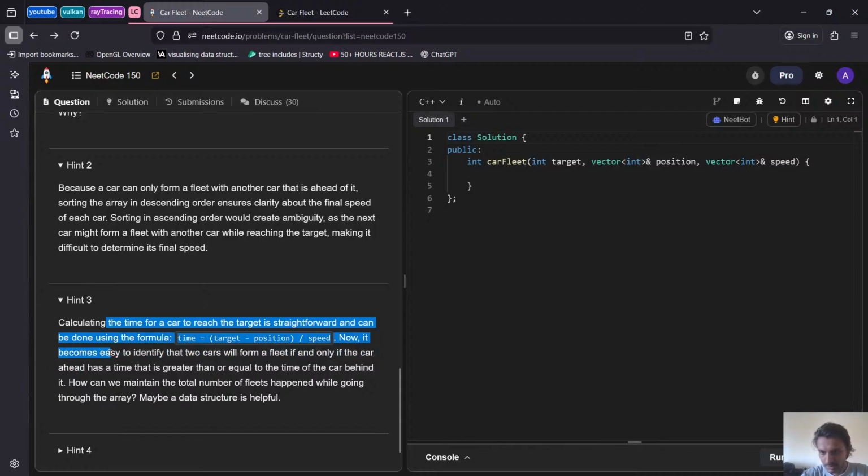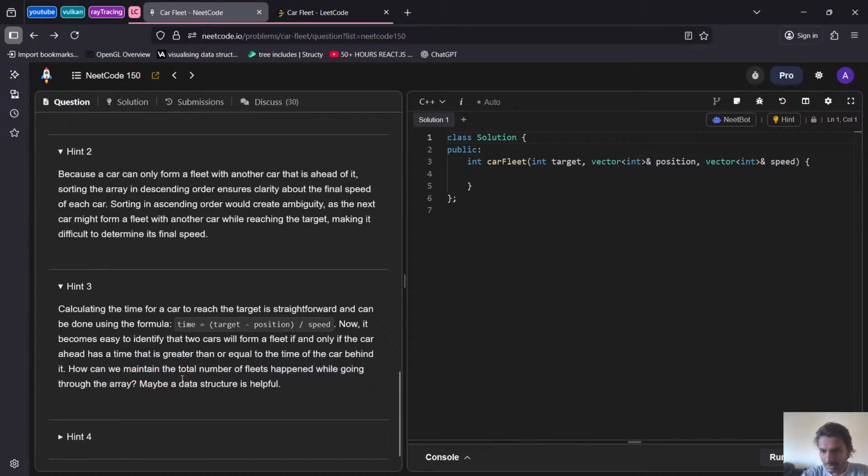Now it becomes easy to identify the two cars which will form a fleet: if and only if the car ahead has a time that is greater than or equal to the time of the car behind it.